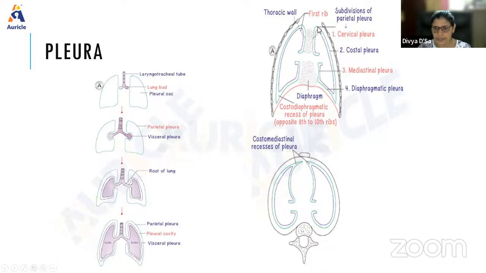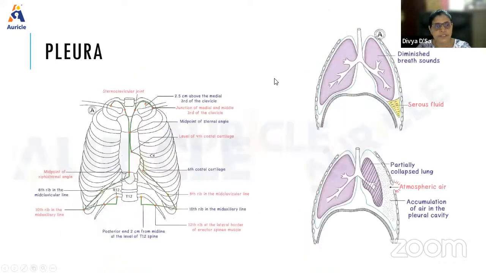Next, we have the cervical pleura here. The cervical pleura is a dome-shaped pleura. So it extends into the root of the neck. This is the root of the neck here. It extends into the root of the neck for about 2.5 centimeters above the medial end of the clavicle. So when we see here, this is how we mark. So 2.5 centimeters above the medial third of the clavicle. Up to here, it extends up.